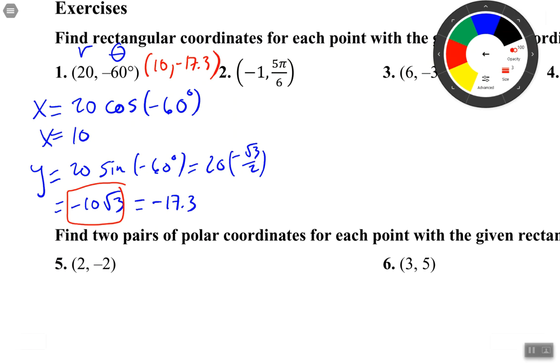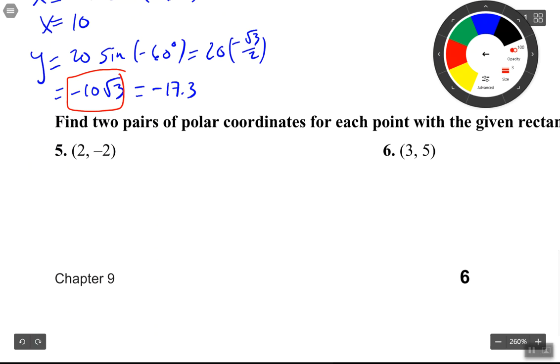Okay, what if we're going the other way? What if we're doing something like this one, 2, negative 2? We've got to go the other way now. So this is xy. For this one, I'm going to use the radius. So my radius is equal to the square root of x squared, which is 2 squared, plus y squared, which is negative 2 squared. So that's 4 plus 4. That gives me the square root of 8, which is 2 square root of 2.